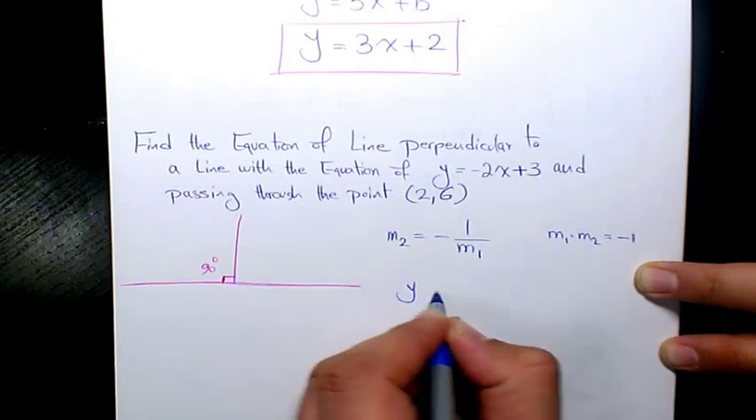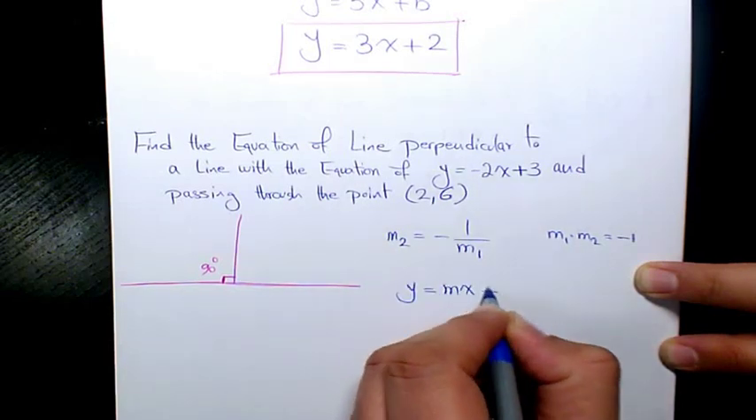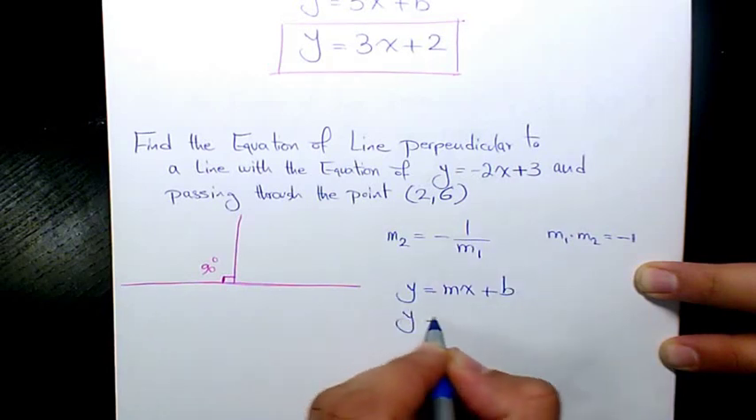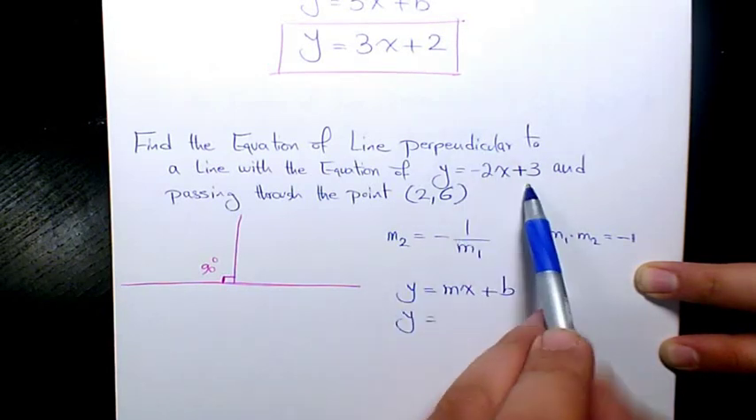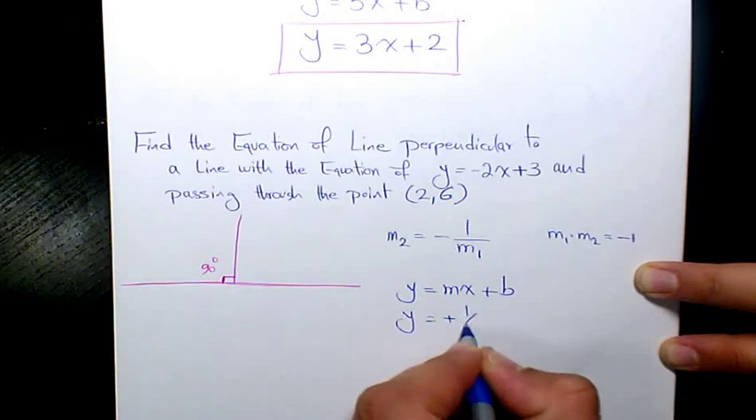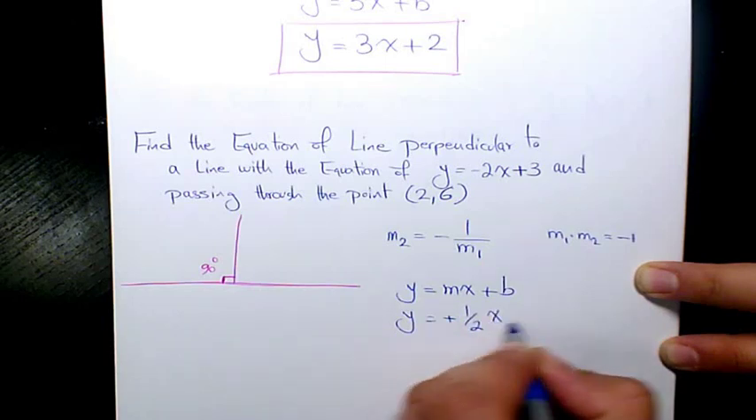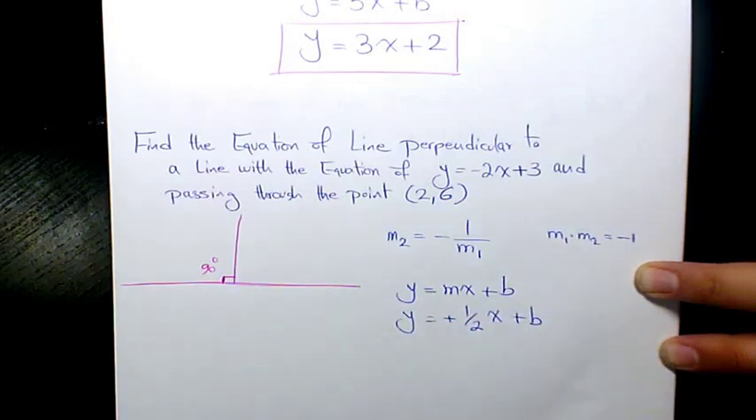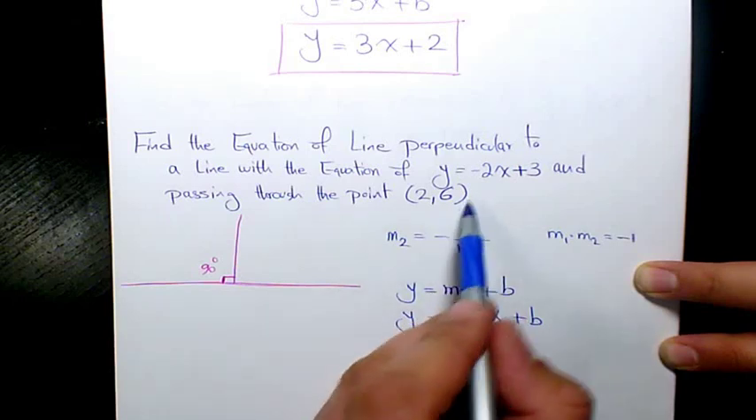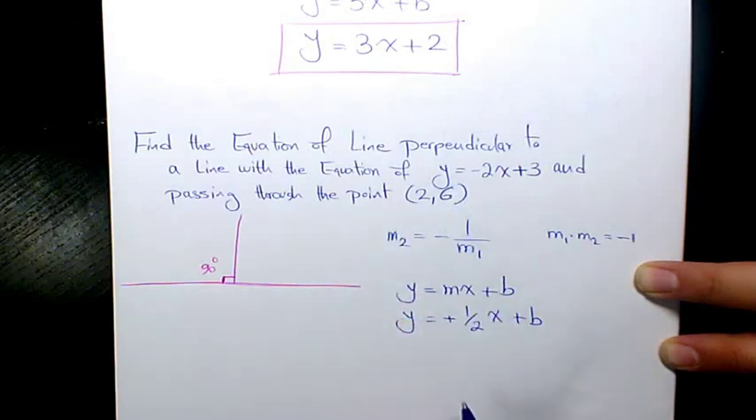So the equation that we are looking for, we already know the slope because it's perpendicular to this line. And as we said, it's going to be positive 1 over 2x plus b. We don't know b, but we can use this formula to find out the value of b.